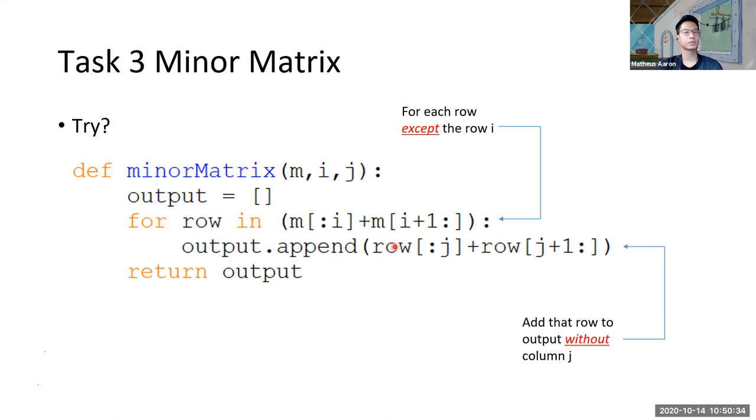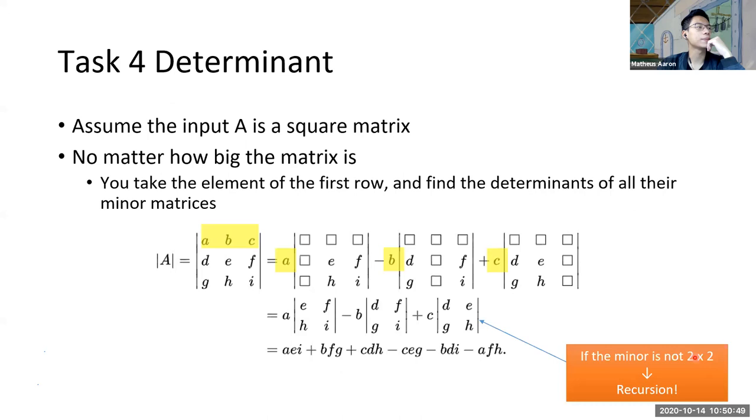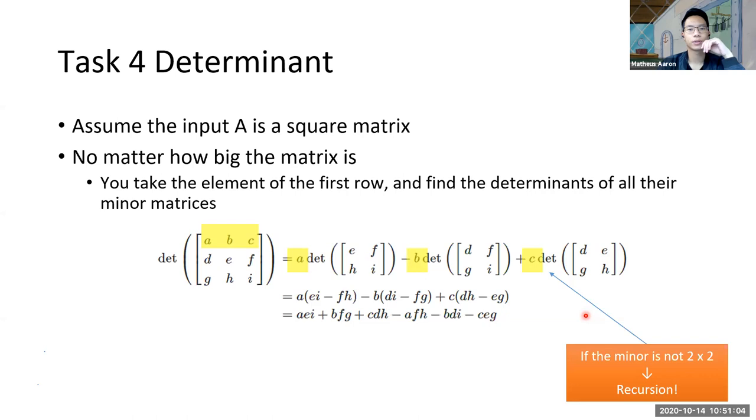So for determinant, this is the challenge. Now the question is, if the minor matrix is not a 2x2, then you do a recursion. So this is the formula. A, B, C, right? If the determinant is of a 2x2, the determinant is basically this times this minus this times this. If it's bigger than that, then this is the formula. So I think we can try to code that first.